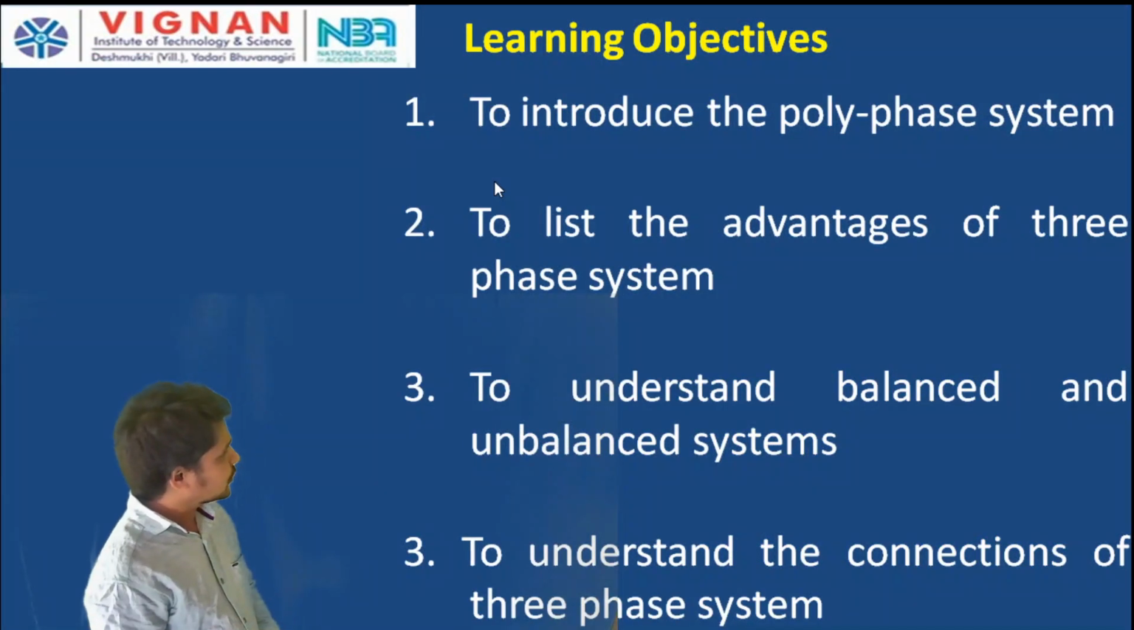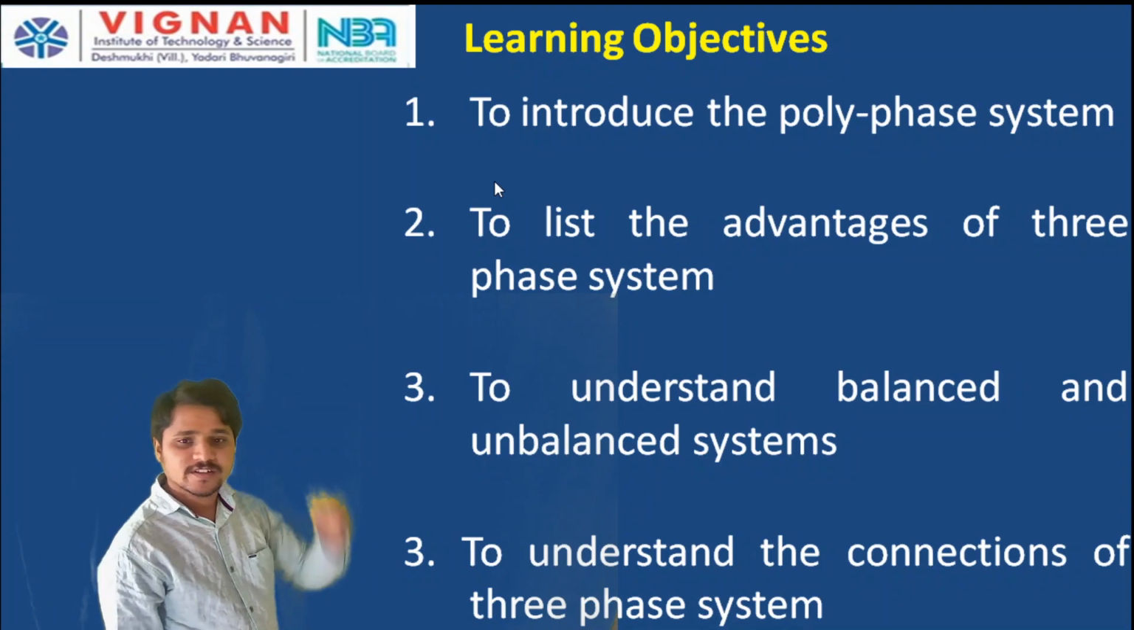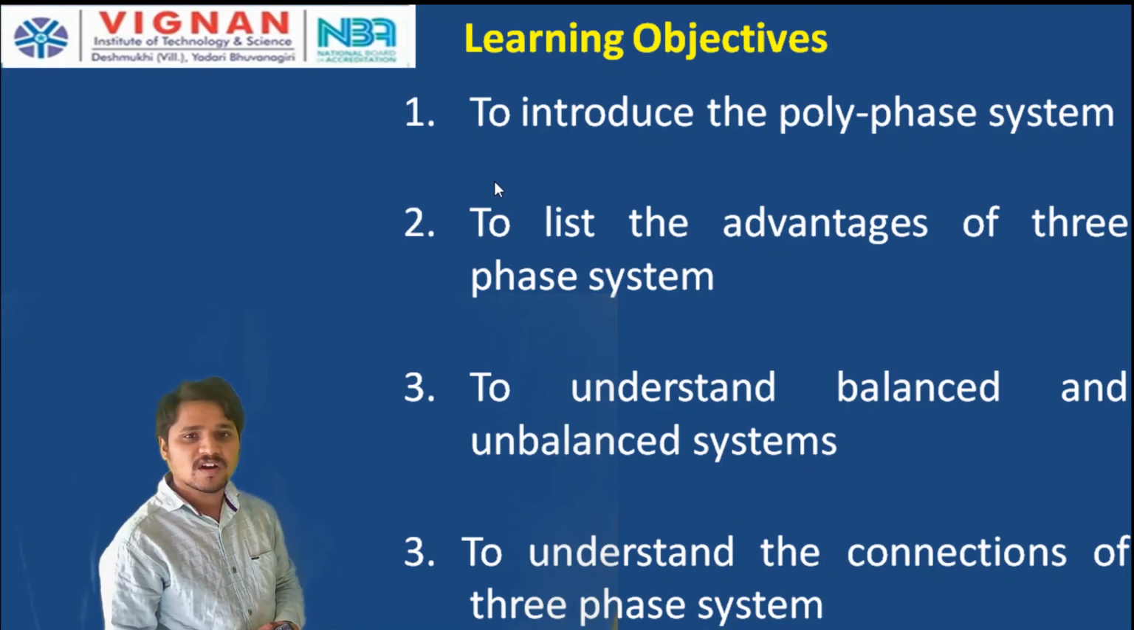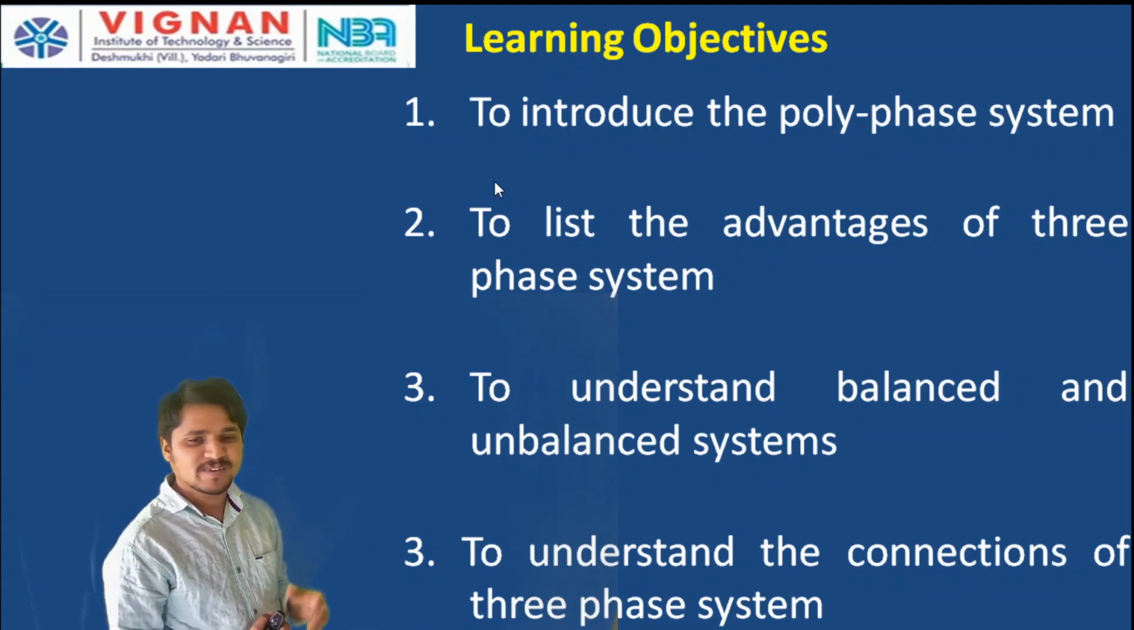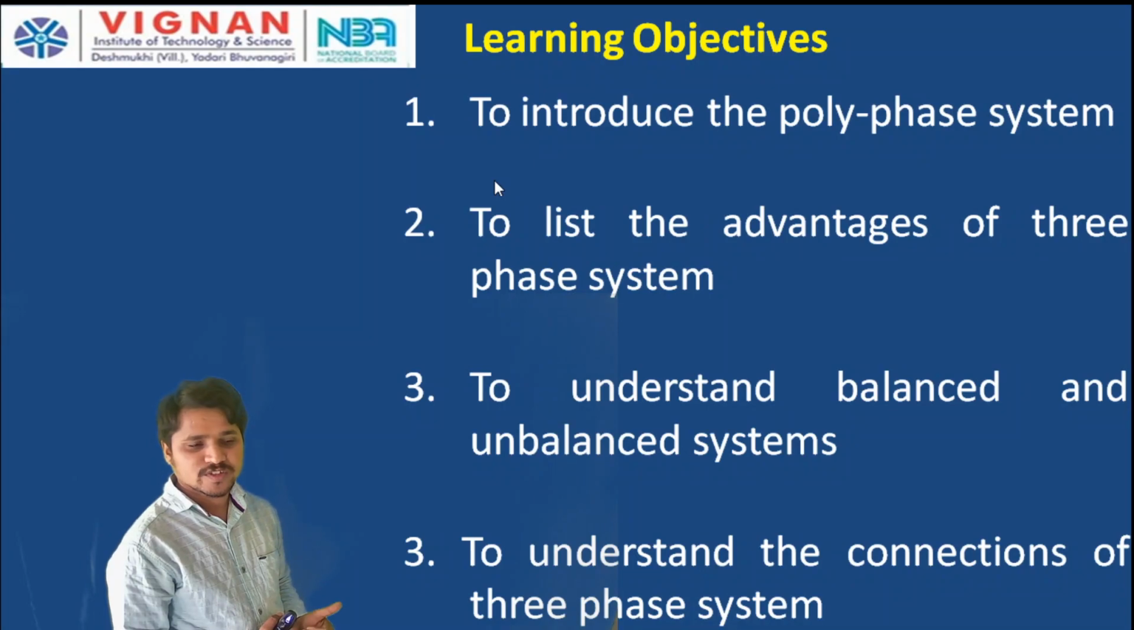So the learning objectives of today's lecture is to introduce the polyphase system. Poly means more than two. More than two is also called polyphase. So single phase, one phase, two phase, three phase, four phase, five phase, any number of phases, that is called polyphase system.